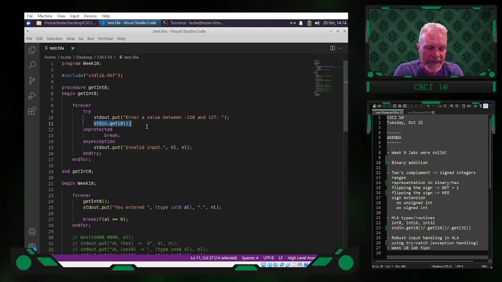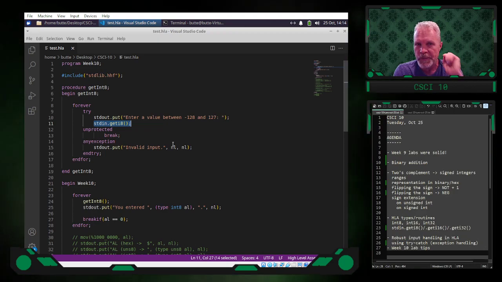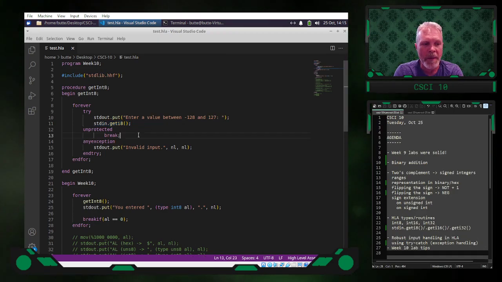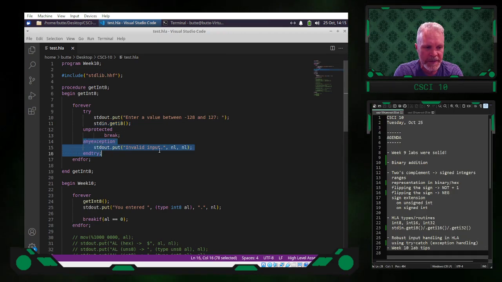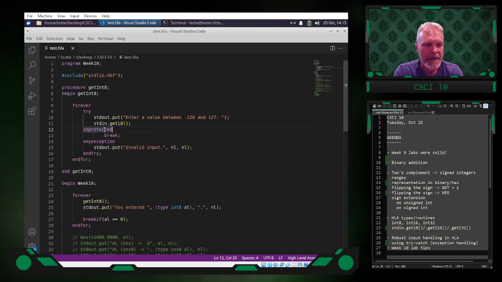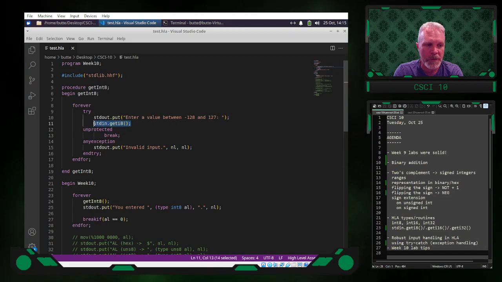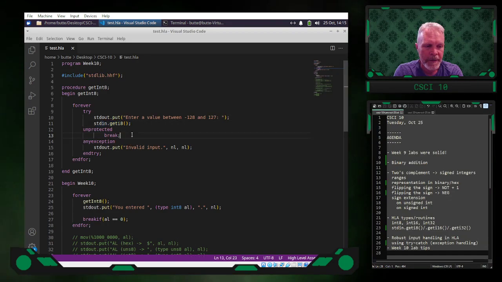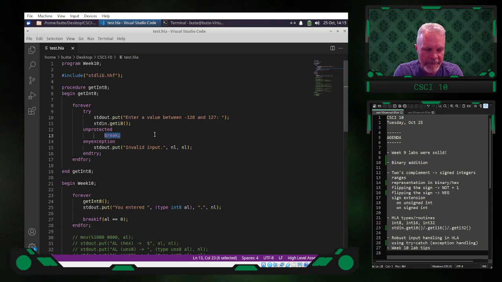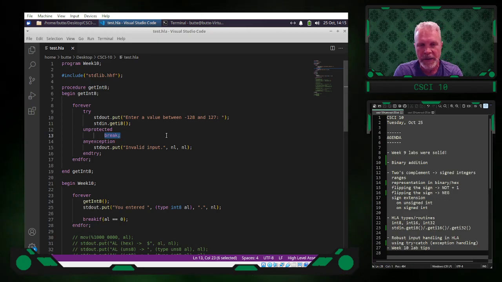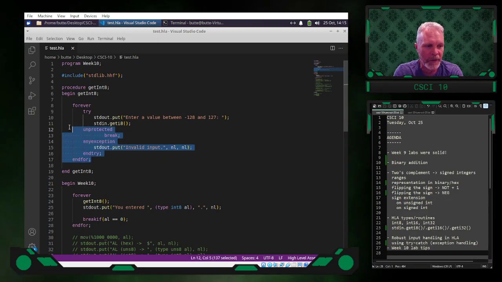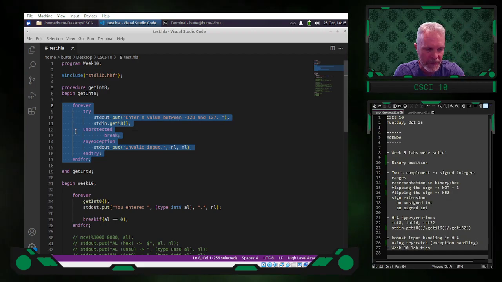So on this get I8, if one of those bad things happens, the program immediately jumps to this exception section. Immediately. So these two lines of code only happen if all goes well with the get I8. Fundamentally, if all goes well with the get I8, we want to just break out of the enclosing loop. We got a good number, we're ready to go.